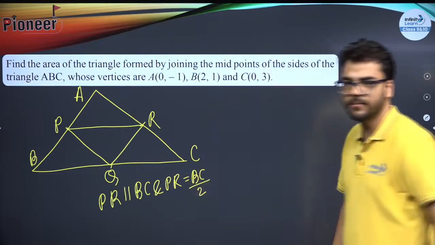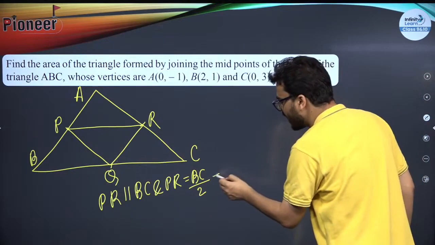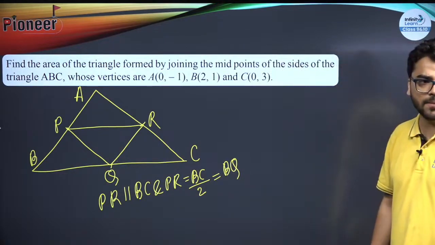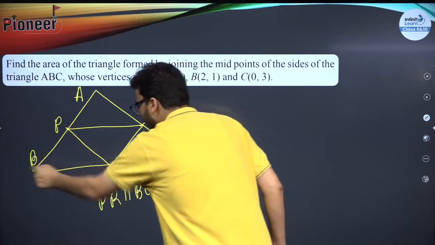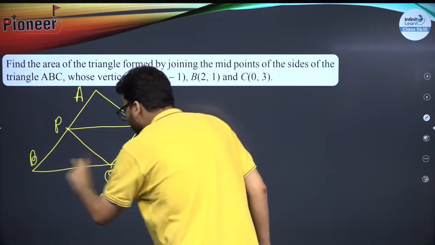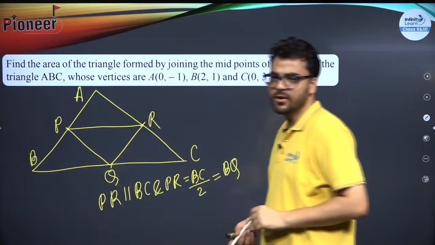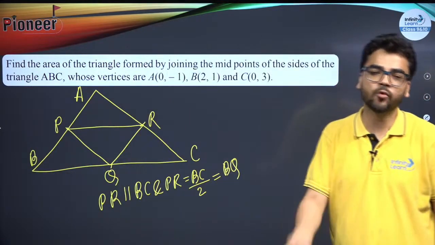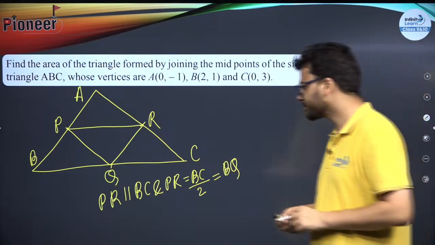We can say that. Now it is given that Q is the midpoint of BC. So BC by 2 can be written as BQ. Tell me, guys. So basically PBQR becomes a parallelogram or not? Because we have proved PR to be parallel to BQ and PR is equal to BQ. So if in a quadrilateral one pair of opposite sides are equal and parallel, then that quadrilateral becomes a parallelogram, right? This property we have studied.